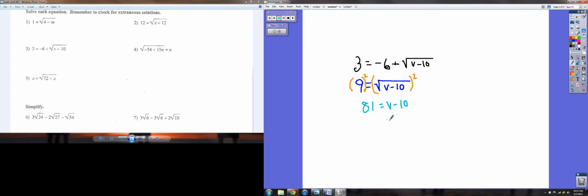Okay, so we're just going to solve it. Now you have to add 10 to both sides. So we have 91 is equal to v. Are we finished? No, we need to check for extraneous solutions.